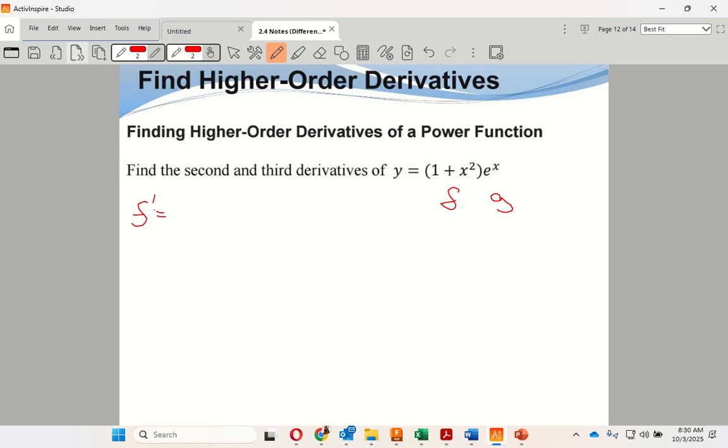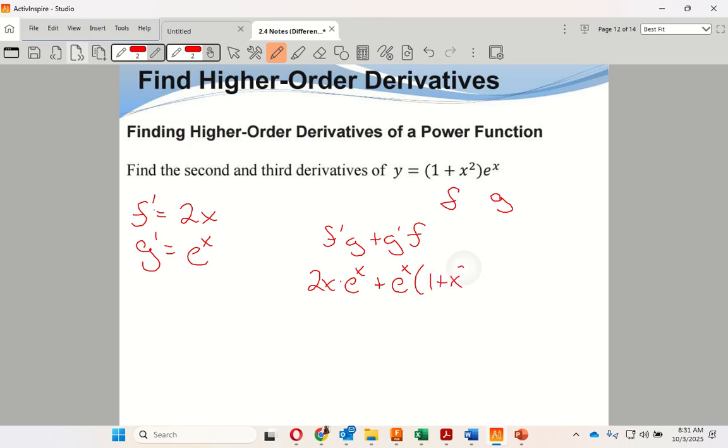2x. And G prime is e to the x. There you go. And let's go ahead. My formula is F prime G plus G prime F. So F prime is 2x times e to the x plus G prime, which is e to the x times F, which is 1 plus x squared.